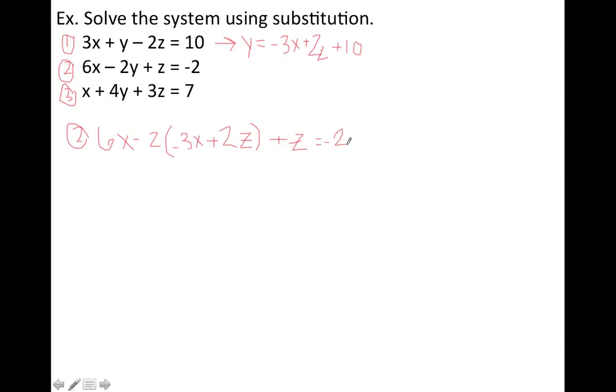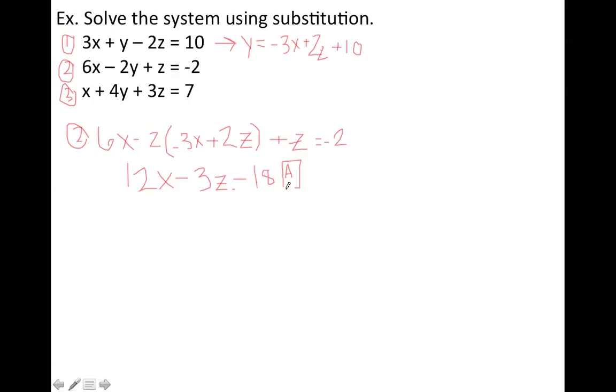Now we're going to finish solving this out, or combining like terms. So we need to distribute and then combine our like terms. When we do that, we will get 12x minus 3z equals 18. And this will be our equation A.